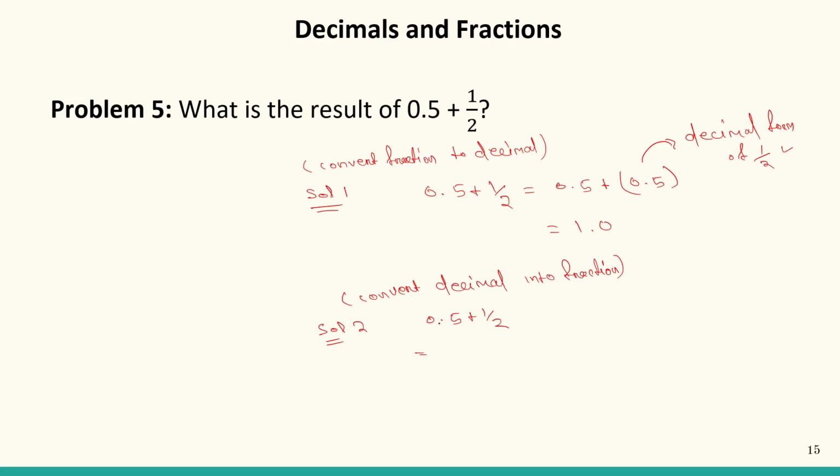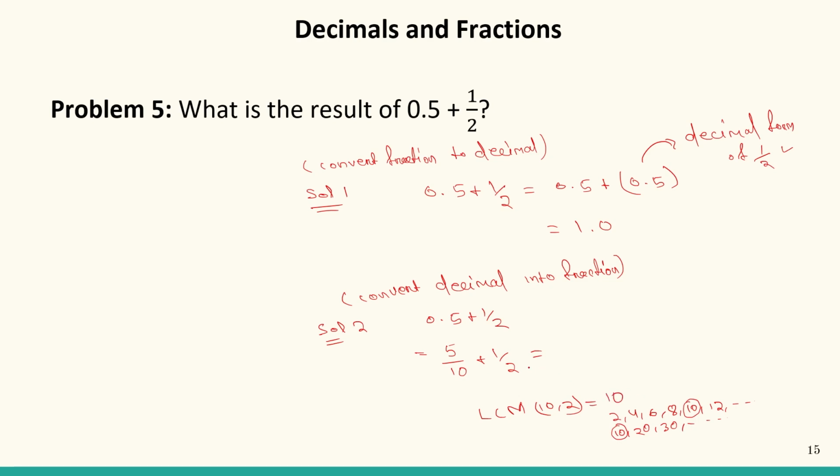So what we will do here is convert this decimal into fraction. 0.5 is nothing but 5 by 10 plus 1 by 2. So what we can further write here is we can find the LCM of 10 and 2. For 2 its multiples will be 2, 4, 6, 8, 10, 12 and so on. And for 10 they will be 10, 20, 30 and so on. So we can find the common one here, that is 10, and 10 is also the lowest. That is why the LCM of 10 and 2 is 10.